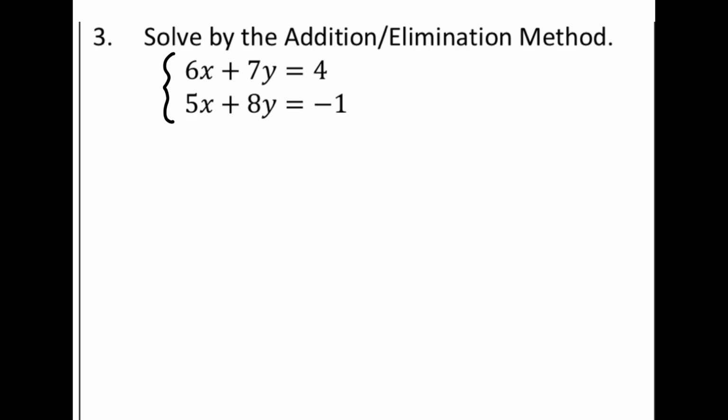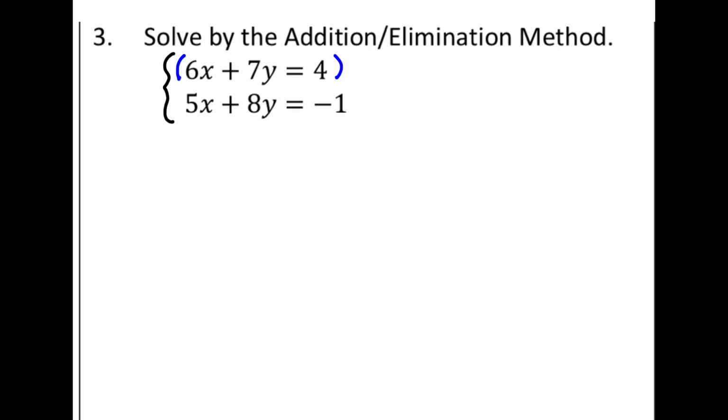And how do I figure this out? Doesn't matter. You can choose to eliminate x, or you can choose to eliminate y. It doesn't matter. Again, I choose the smaller numbers, so I'm going to choose 5 and 6 because they're smaller than 7 and 8. So what I'm going to do is times both rows by whatever it takes.